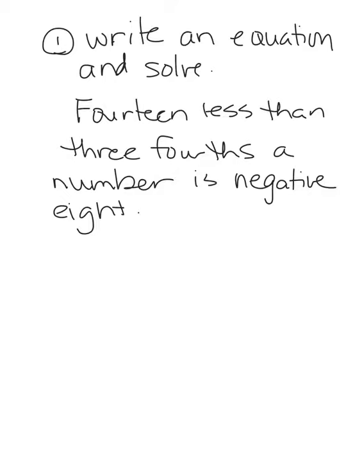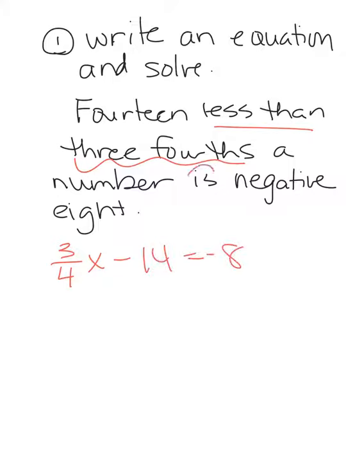So I have less than, I know I'm going to need a negative sign in there somewhere. 3/4 is going to tell me a fraction. So I have 3/4 a number. I can use any variable, but I'm going to use x. And we have 14 less than that. So 3/4 a number minus 14 is equal to -8 because the word is means equal.